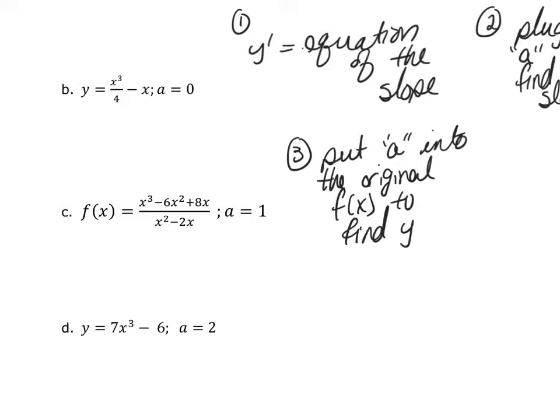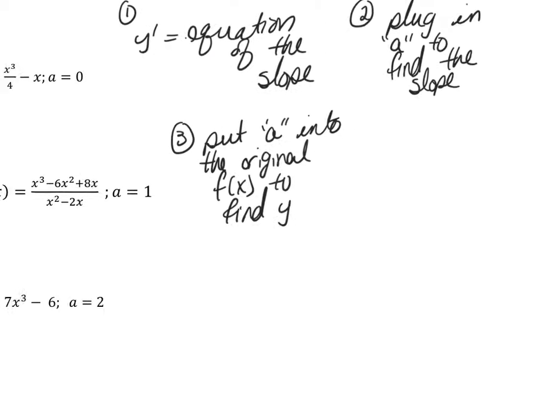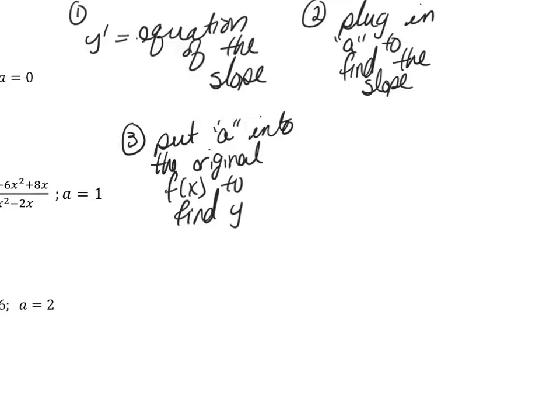Now the reason you need the y is because you already have the x, and what you're trying to find is the equation of the tangent line. The equation of the tangent line, you start out with using this formula: y is equal to m times (x minus x1) plus y1, where x1 and y1 are the values for a and then f of a.